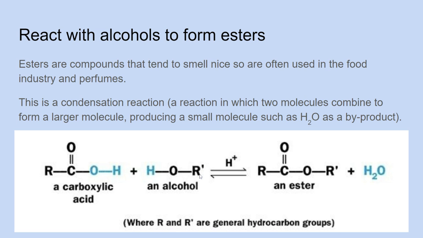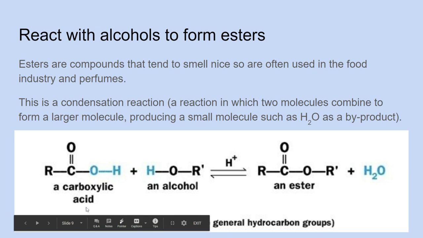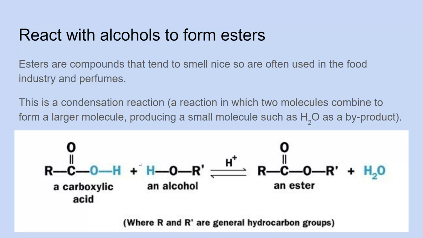Okay. You see in blue here, the OH from your carboxylic acid and your H from the alcohol join together to form H2O, and the O from the alcohol joins on to your C from your carboxylic acid, okay? So you end up with an ester functional group. So we have a C double bond O, CO, and then the O joins on to your other carbon chain lengths, okay?